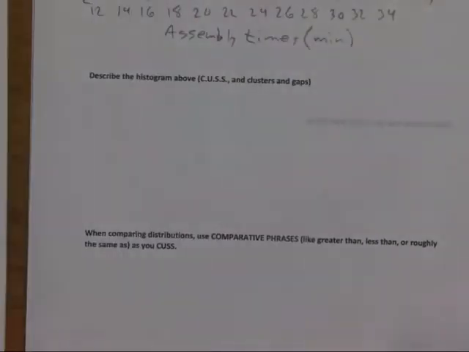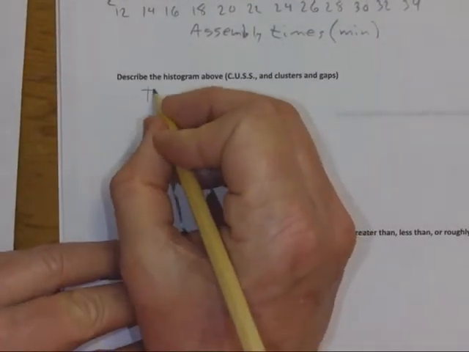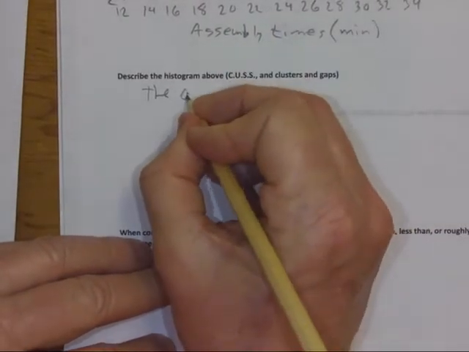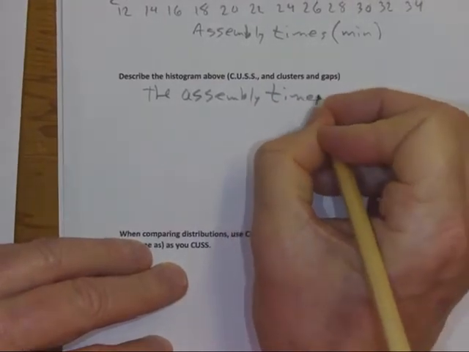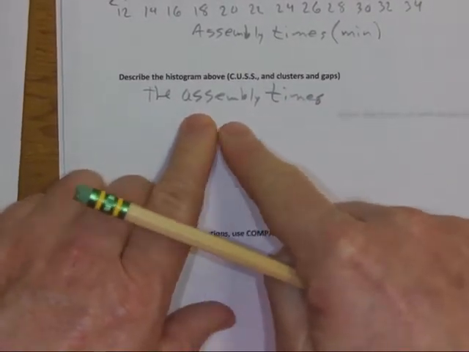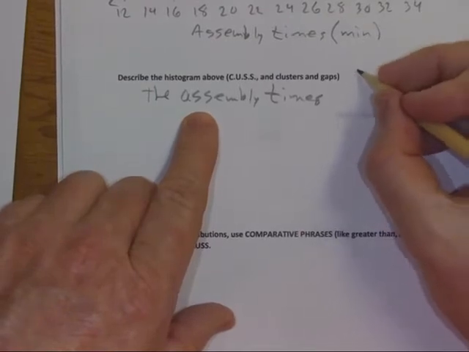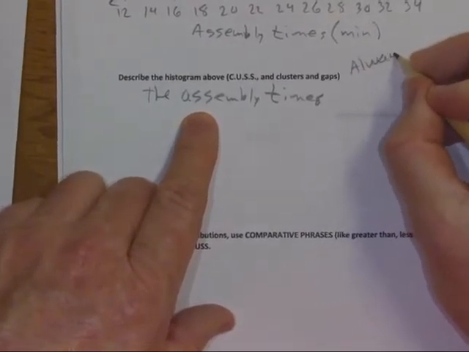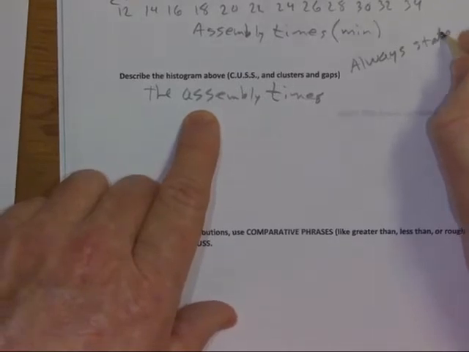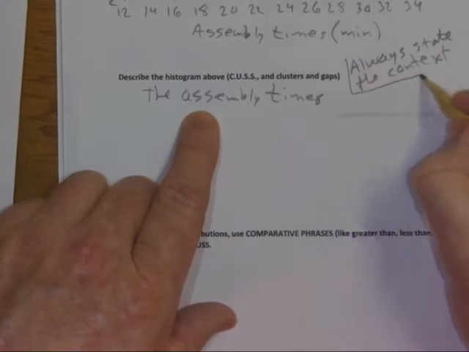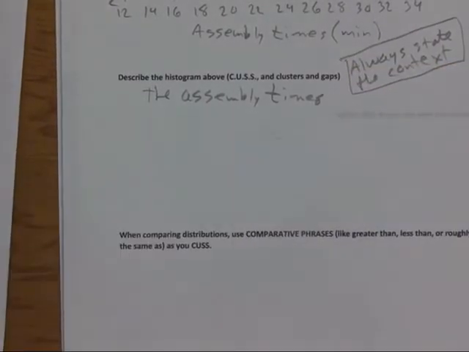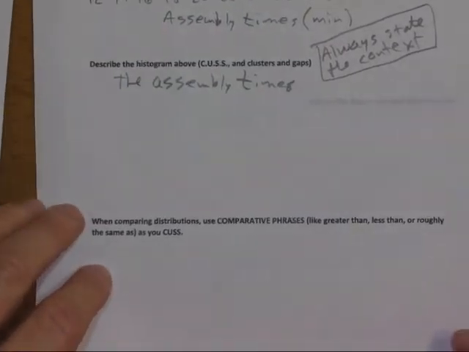So first of all, the center, you would say the assembly times. It is very important that you say it in context. In other words, mention whatever is being talked about. Always state the context. Once again, I grade these things every year, these AP exams, and I can't tell you how many times a kid will do a beautiful job of CUSS, but they leave out the context, and so they only get partially correct, and so that's sad.